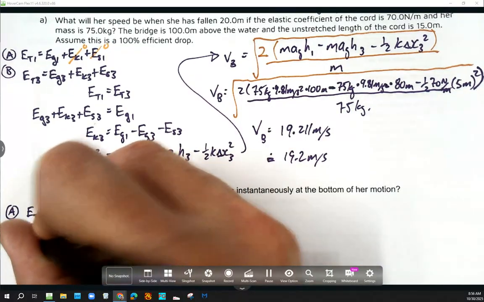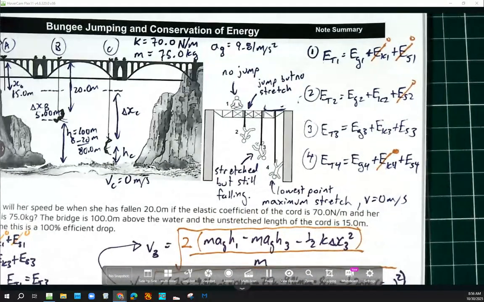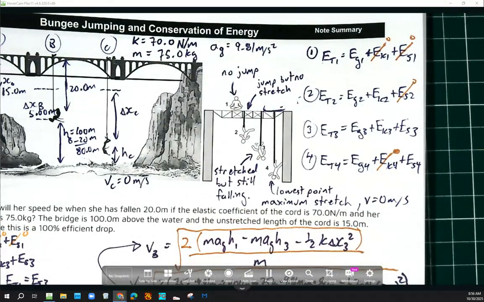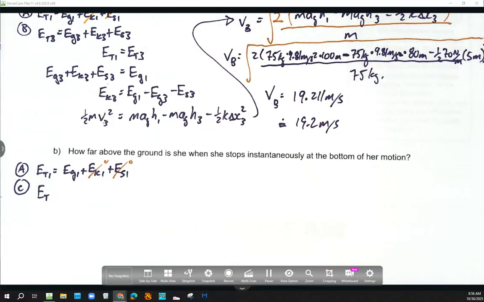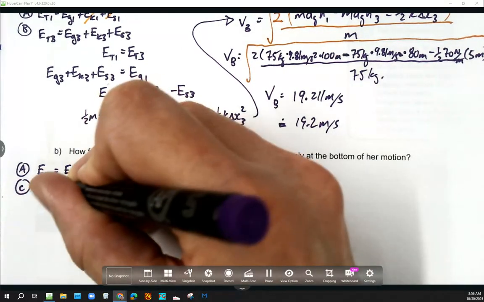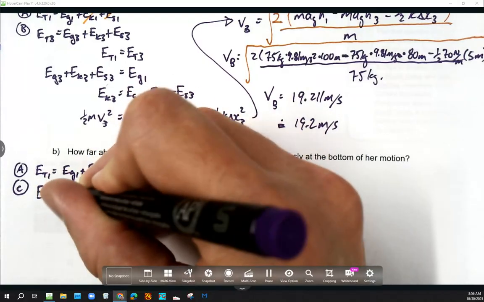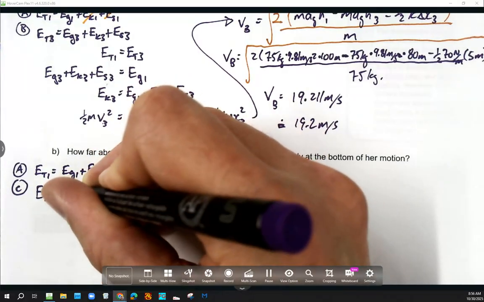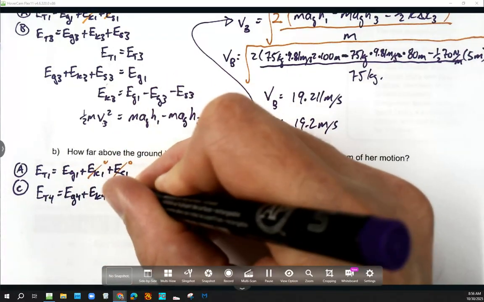And the E total at position C, I should go back up to my guiding equations. Which one are we looking at? 1, 2, 3, or 4? Must be 4, right? She's bottomed out. So I'll come back down here. Just to be consistent with those guiding equations, I'll call it ET4, although most people would probably call it ET2, just because we're comparing before and afters, or ET initial and ET final. But we'll call it ET4 to be consistent with those indices at the top of the page. So EG4 plus EK4 plus ES4.